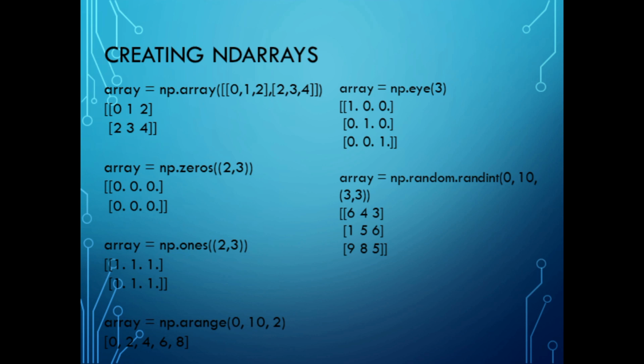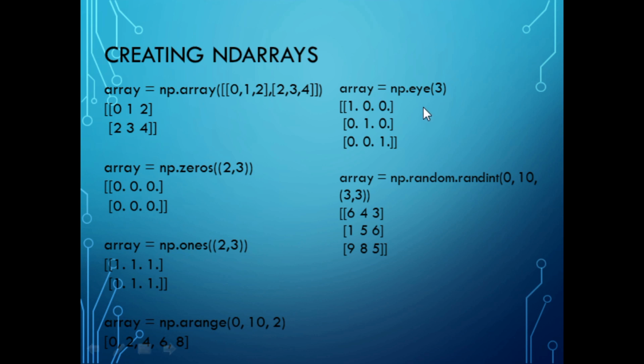The next function is arange. Within the parentheses we specify 3 parameters: 0, 10 and 2. 0 is the starting value, 10 is the ending value, and 2 is the gap, that is, the incremental value. It creates a one-dimensional array, so the elements are arranged as 0, 2, 4, 6 and 8.